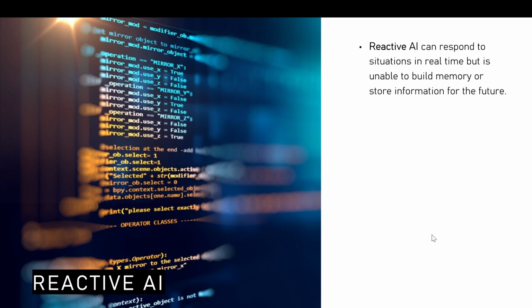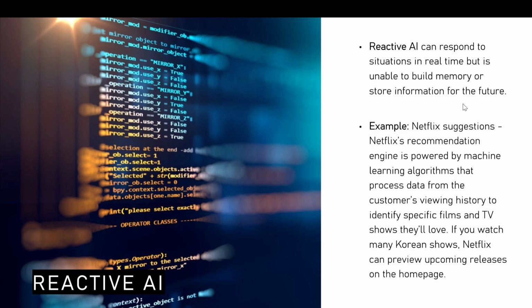Now we have reactive AI. It can respond to situations in real time, but it is unable to build memory or store information for the future. It means that in a life situation, whatever is happening, this AI model can react to those situations in the present time. But if we ask the AI model to react to a past incident, then it cannot, because it doesn't have any memory to store the incidents or past experiences.